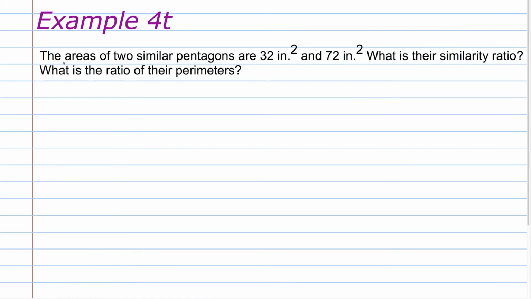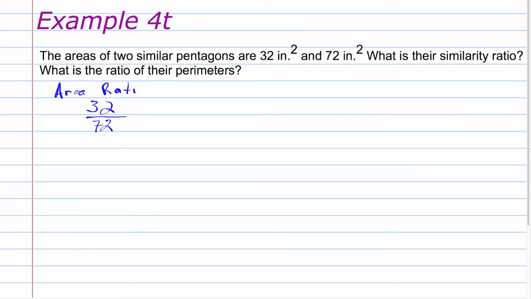Example 4T, we're told the areas of two similar pentagons are 32 square inches and 72 square inches. What is their similarity ratio? What is the ratio of their perimeters? We're asked two questions, but what you have to understand is it's the same number. The similarity ratio and the ratio of their perimeters are the same thing. What we're given is the ratio of their areas. We're told that the smaller pentagon has an area of 32 square inches and the larger pentagon has an area of 72 square inches. What we're given in this problem is the area ratio.